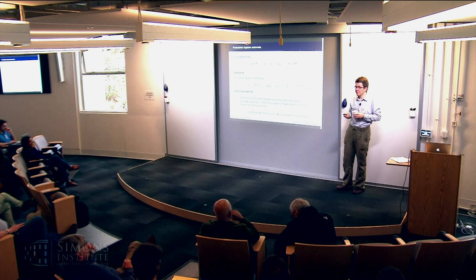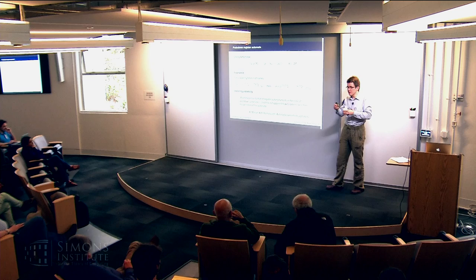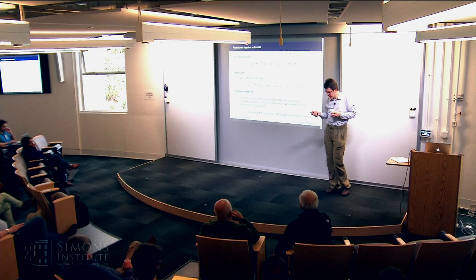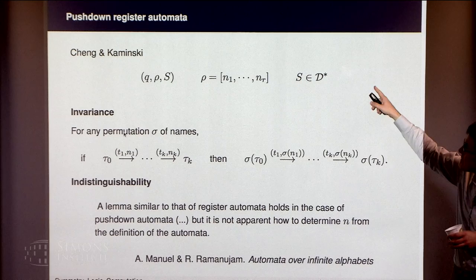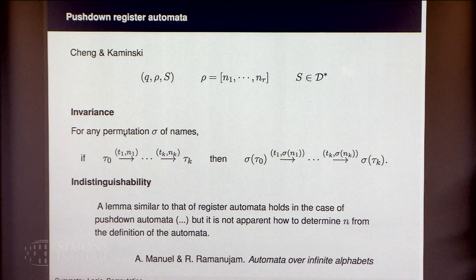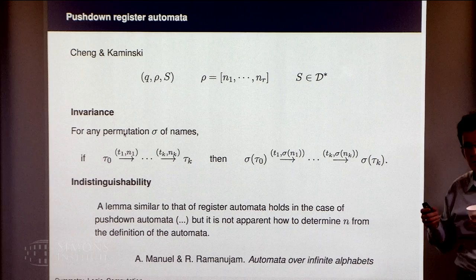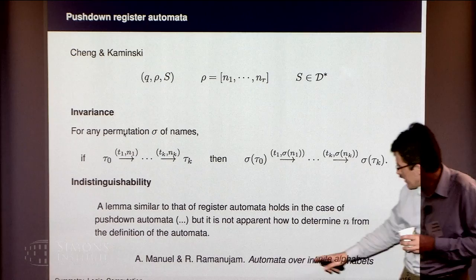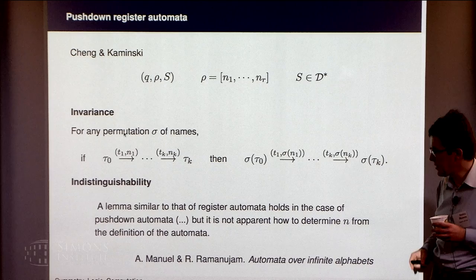the finite world again. But now it's not so clear how many letters are needed to do that, because the stack is potentially unbounded. So the previous result saying that r plus one elements suffice is not good. So Cheng and Kaminsky, who introduced these machines, they did show decidability of emptiness, but the proof went through several stages. Actually, the number of letters that is needed to perform the reduction was lost somewhere, and later on, other authors noted that it's not apparent how to determine the number from the definition of the automata.